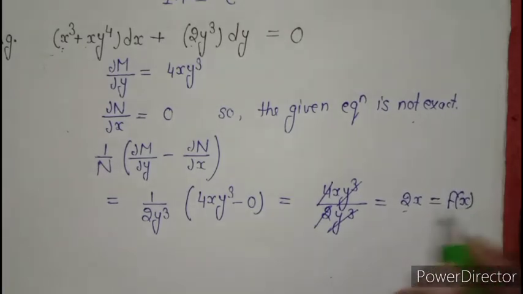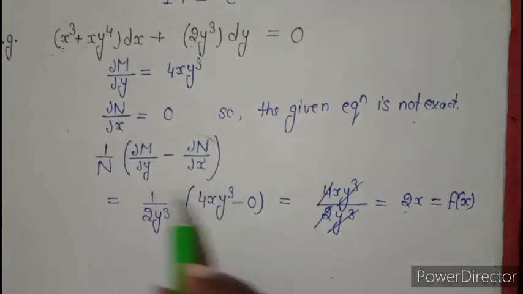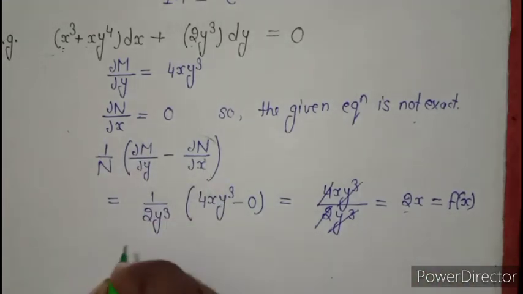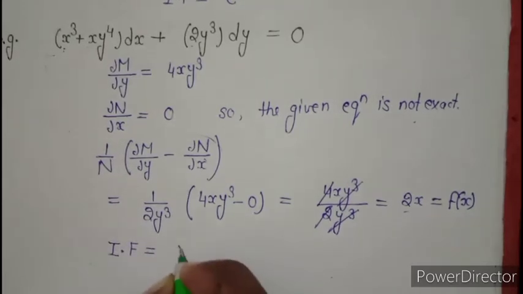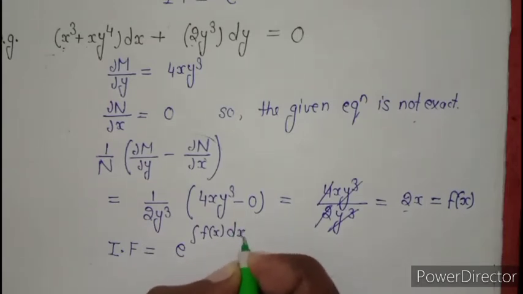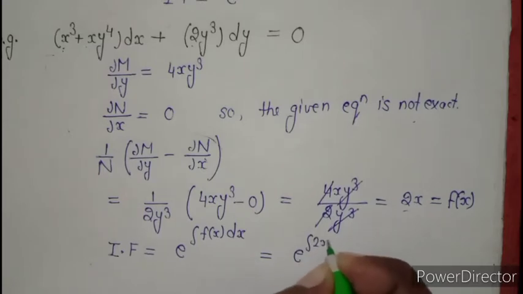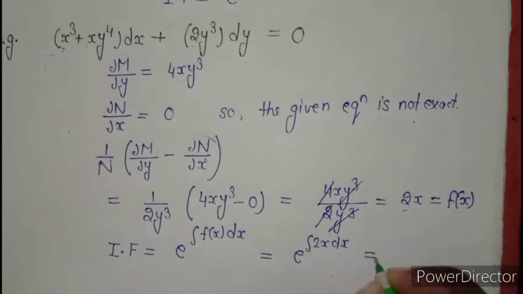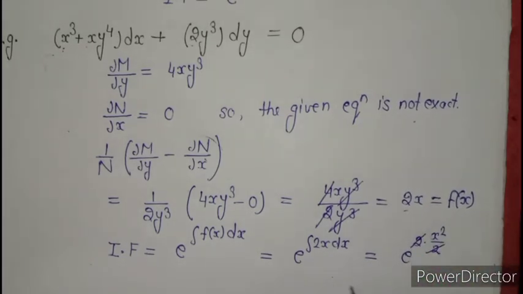Now you can see that if we are finding this value, then it is a function of x alone. Then we can find the value of the integrating factor. What is the formula for this? Integrating factor is equal to e raised to power integral of f(x) dx. And our f(x) is 2x. So e raised to power integration of 2x dx. If I integrate it, we get 2x square by 2. So 2 gets cancelled by 2, and so the integrating factor is e raised to power x square.